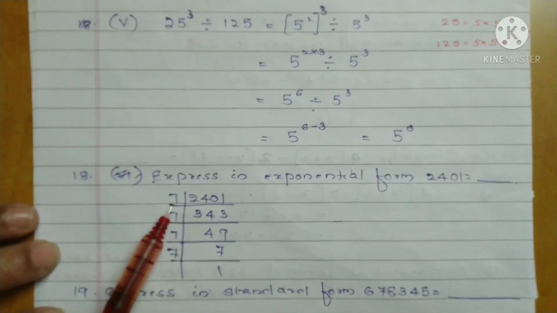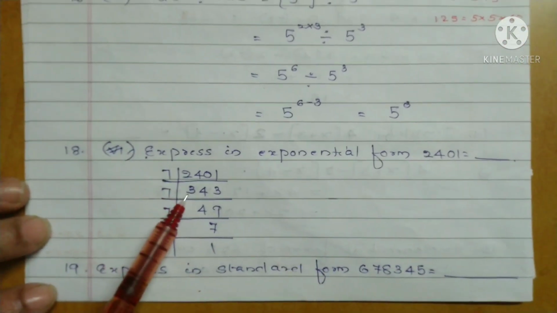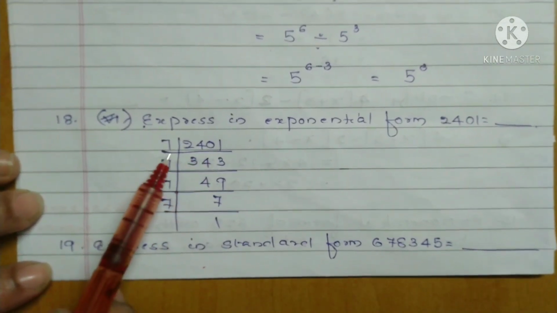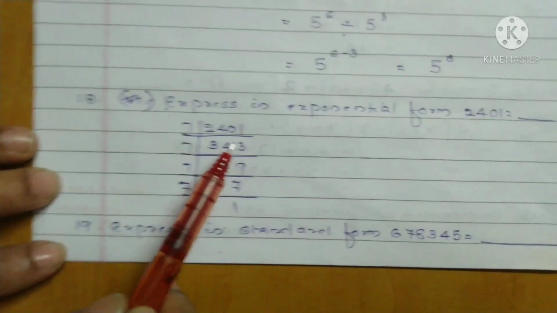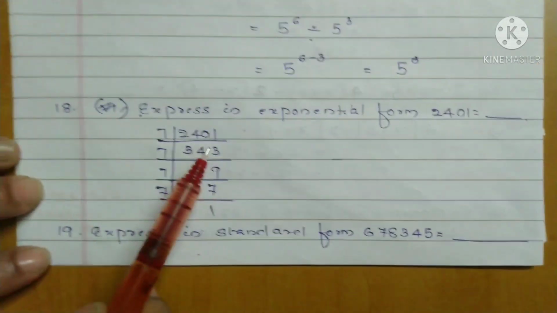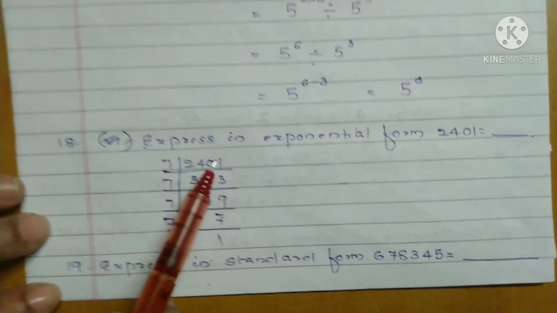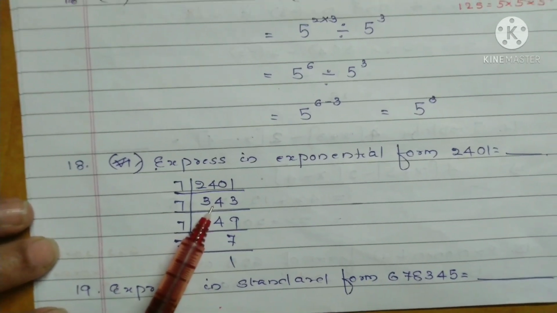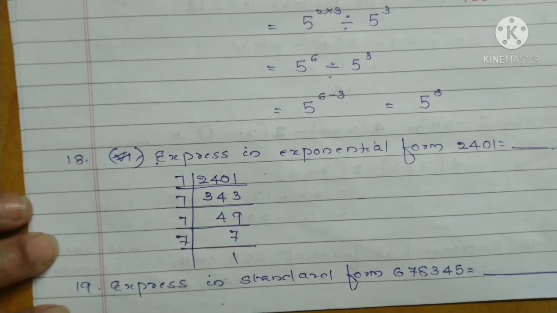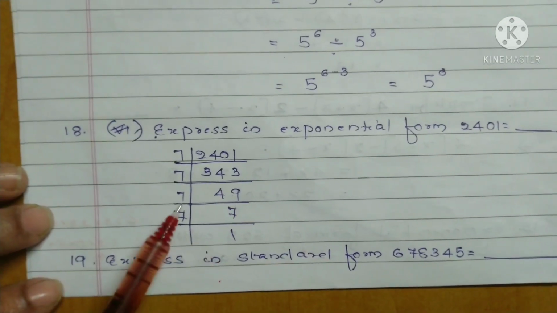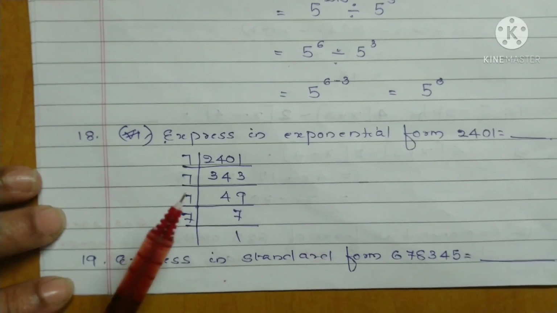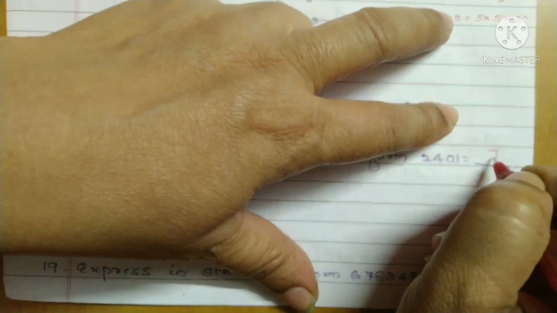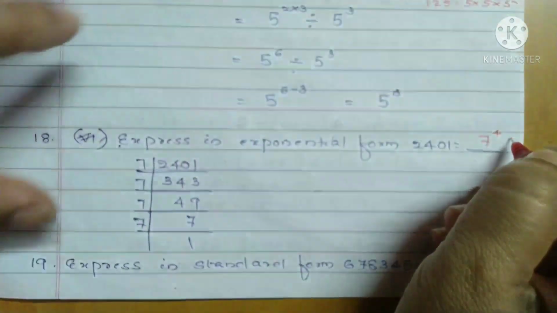Now try by 7. Yes, it is going. 7 3s are 21, remainder 30. 7 4s are 28, then 2 remainder 21, 7 3s are 21. Again we can divide by 7. 7 4s are 28, 6 remainder 63, 7 9s are 63. It is 49, then you know how to factorize. So how many times is 7 coming? 4 times. So its exponential form is 7 raised to 4.